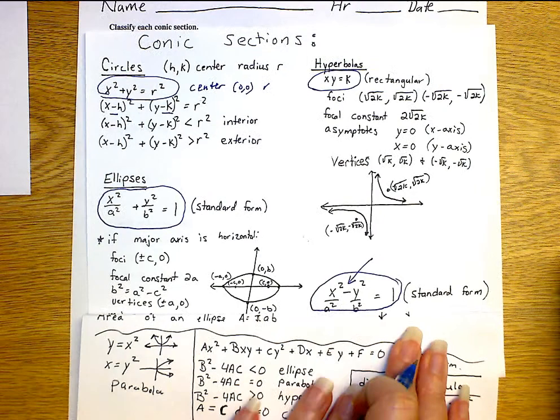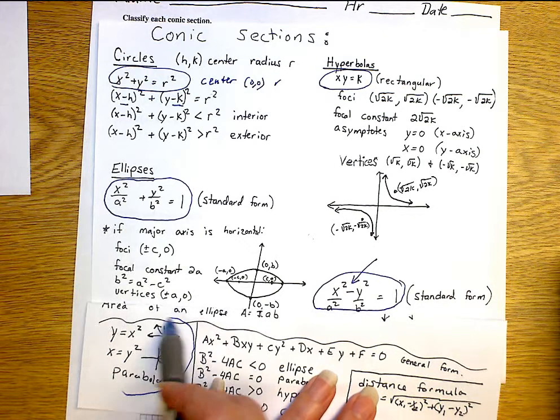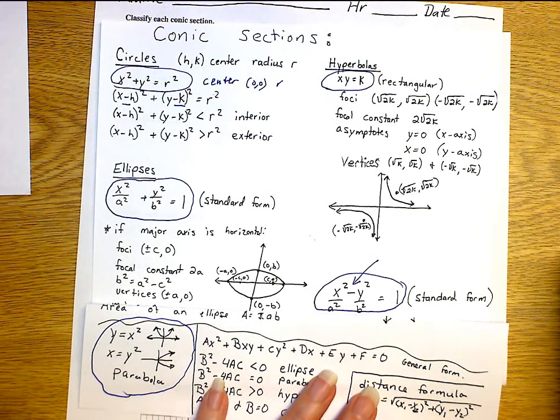And the last one, down below, is your parabola. Your parabolas we've done before, but if you have y equals x squared, that's a parabola, or it could be x equals y squared. So what do we notice about that formula? It only has one square, right? Only the x or the y will be squared in a parabola.